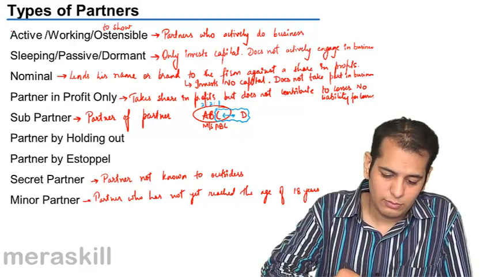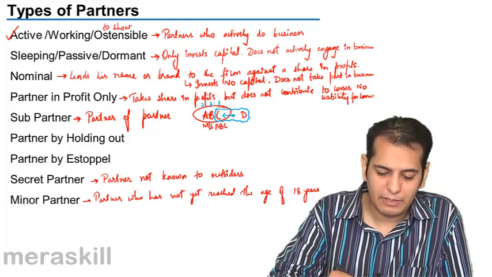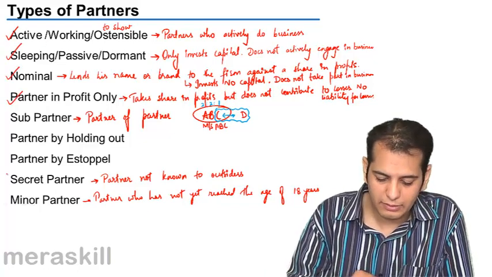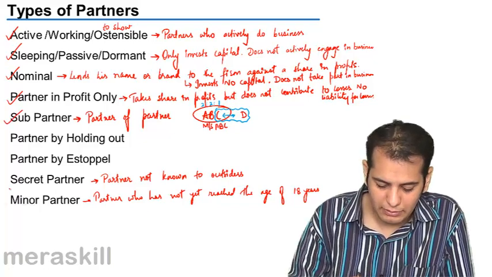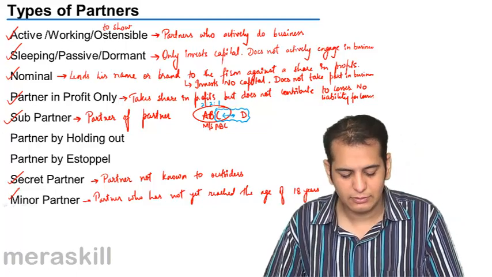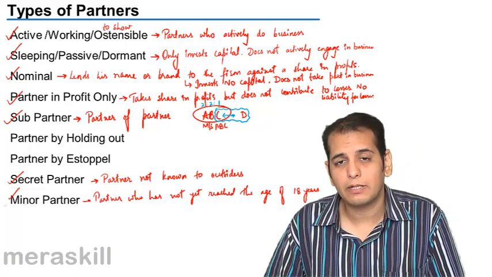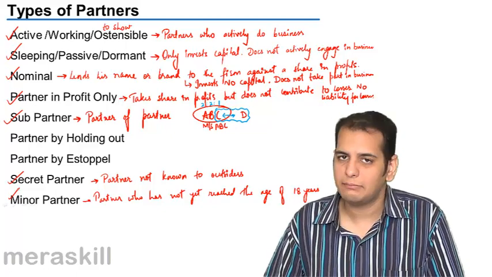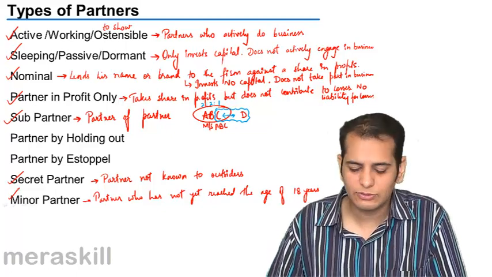So we have covered active partner, sleeping partner, nominal partner, partner in profits only, sub partner, secret partner, and minor partner. The only two types of partner that remain to be discussed are partner by holding out and partner by estoppel. So let's discuss them.